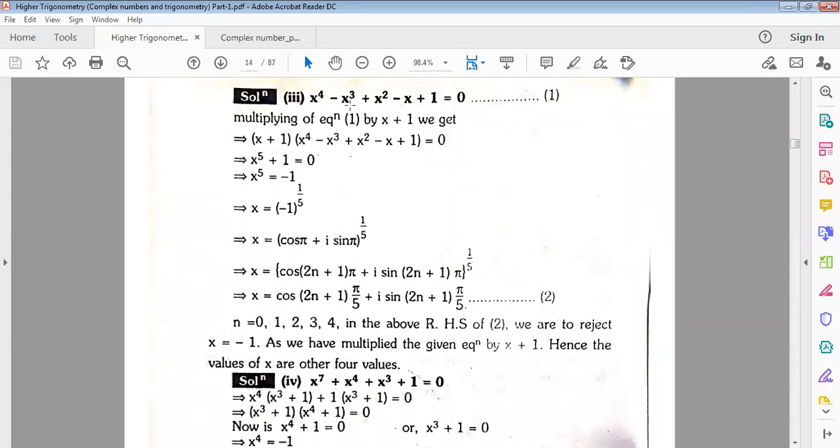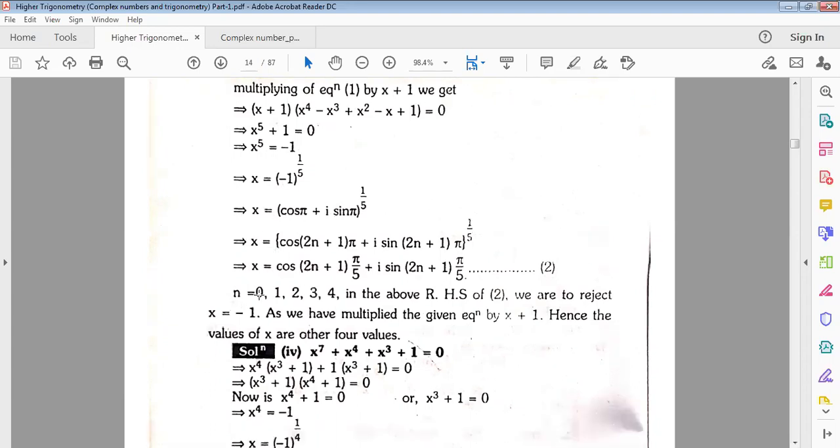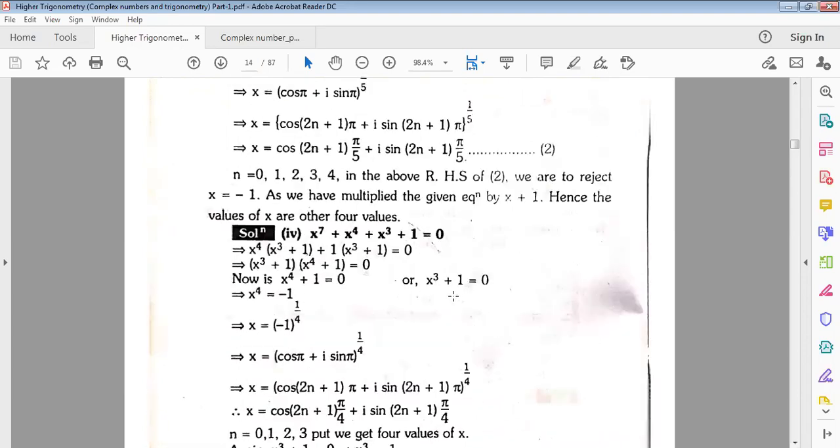Now x to the power 4 minus x cubed plus x squared minus x plus 1 equals 0. Just multiplying by x plus 1 on both sides, then we get x to the power 5 plus 1 equals 0 after multiplication. Practice it at home. x to the power 5 plus 1 equals 0, then x to the power 5 equals minus 1 only. Minus 1 equals cos π plus i sin π. We have already solved it. Look like this example. Just putting n equals 0 up to 4, then we get the values of our roots.